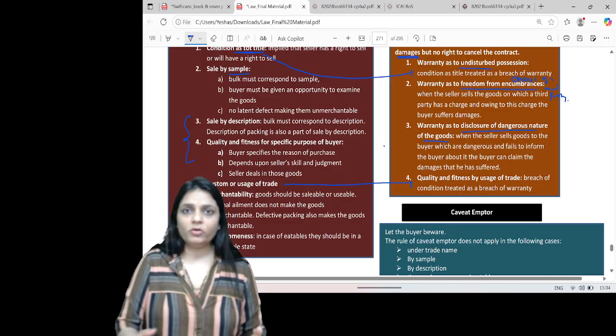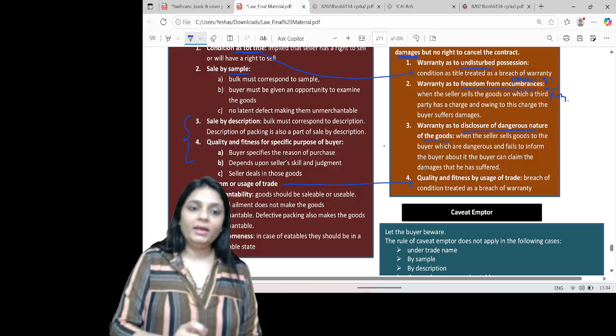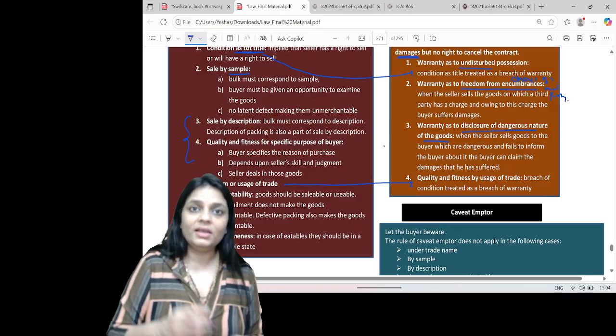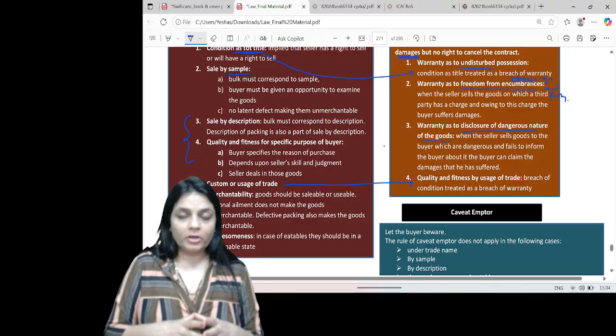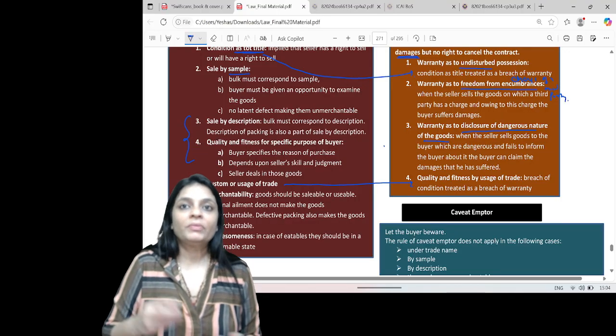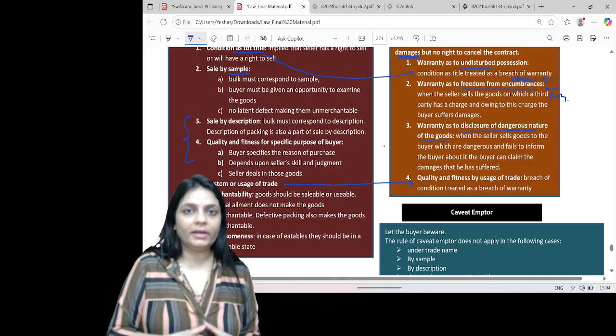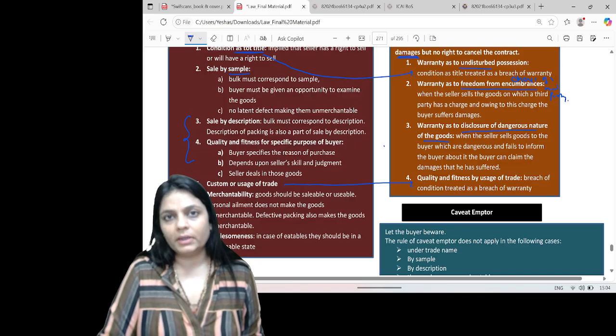Ma'am, if I get this in the exam, what am I supposed to write? You will write, I have a right to claim the price. In case they mention in the question he claimed the damages, then you will write about warranty.